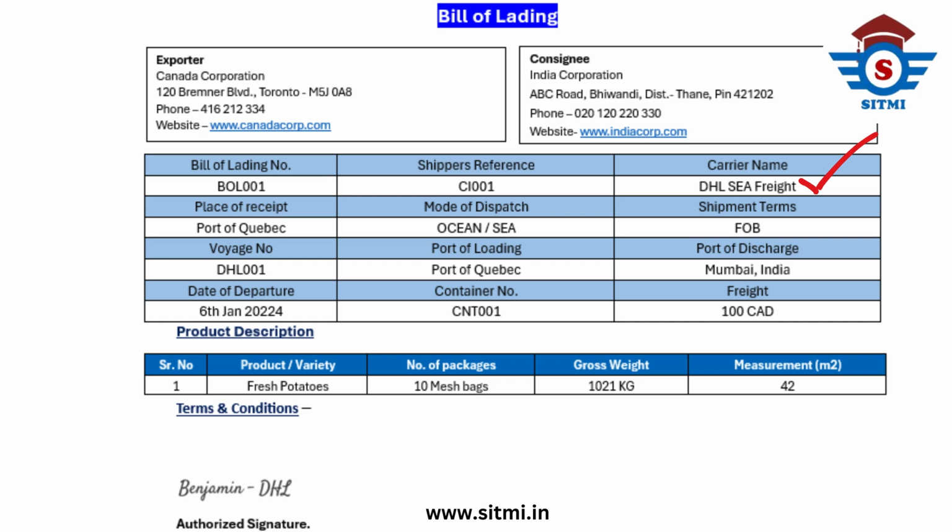So in our example, the bill of lading details the shipment information like quantity, weight, port of loading, which is the port of Quebec in our example, and port of discharge, which is Mumbai in our example. It also includes freight charges and serves as a receipt for the potatoes. The negotiable copy allows India Corporation to claim the goods upon arrival in Mumbai port.